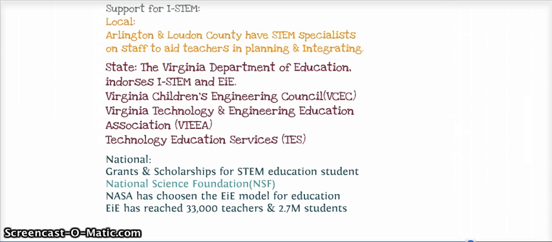Support for iSTEM: Loudoun and Arlington counties have STEM specialists on staff to aid teachers in planning and integrating. The state, the Virginia Department of Education, endorses iSTEM and EIE. There is also the Virginia Children's Engineering Council, the Virginia Technology and Engineering Education Association, Technology Education Services, and the buy-in at the national level, grants and scholarships for STEM education students, and the National Science Foundation.